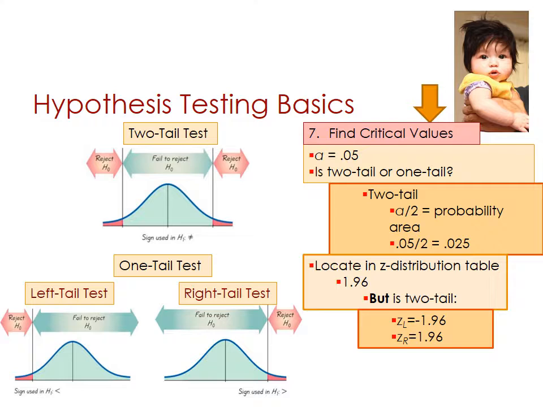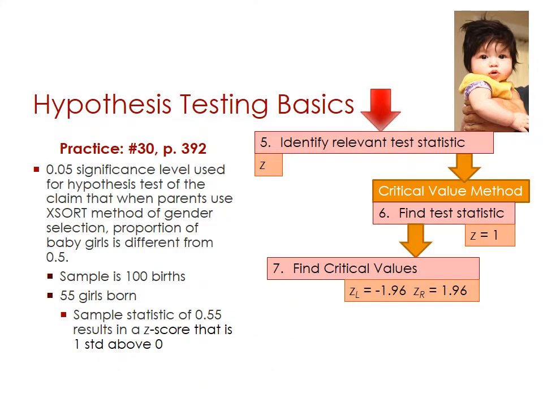You notice I've used the labeling here of L and R. That is my z to the left and my z to the right. So I have a z left and a z right. That helps keep it straight in your mind when you're graphing all of this out. So now we have our critical values: a z to the left and a z to the right. So the next step is graphing it out.